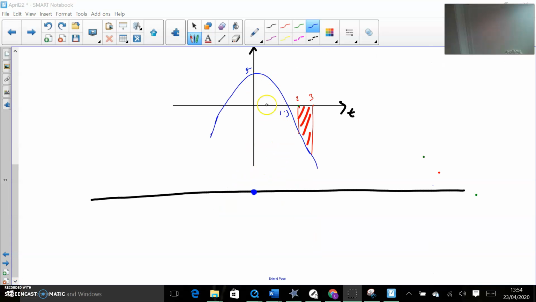So what's going on here? We can see that at time t equals 0, the velocity is positive, and so it's moving in the positive direction, but it's slowing down, and eventually the velocity will get to 0 at that point there, so that it will stop, and then it will go that way.